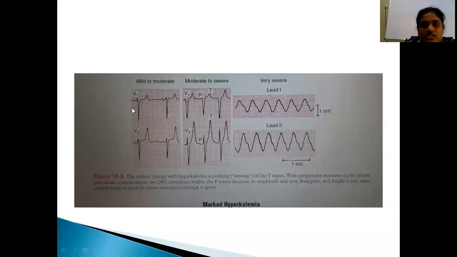So here, what are the changes? First T wave peaking, then prolonged PR, then the P wave small or disappearing, then widening of the QRS complex. Here are the mild to moderate changes of hyperkalemia. We can see the peaking of the T waves. Then in moderate to severe, we see PR prolongation and small P waves, and the peaking of the T waves. The P wave is very small, and the T wave very large. Then QRS complex widening is also seen, and finally the P wave may disappear. A sine wave pattern may lead to asystole unless emergency treatment is given.